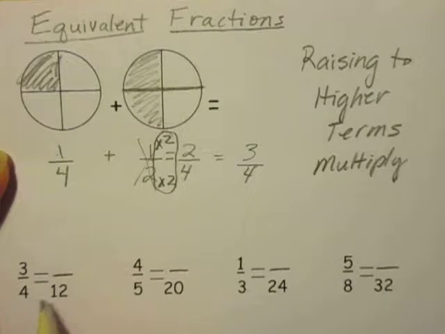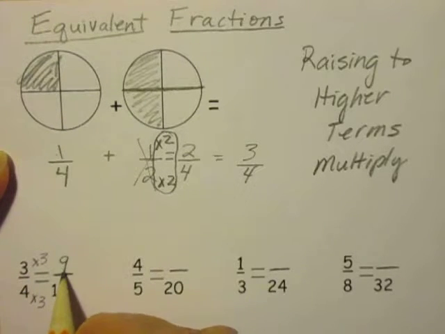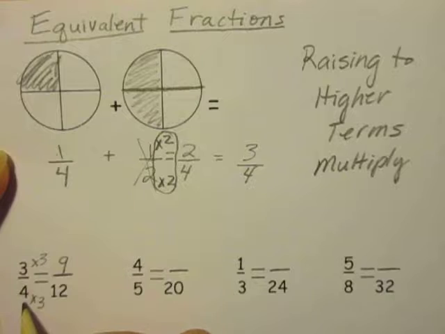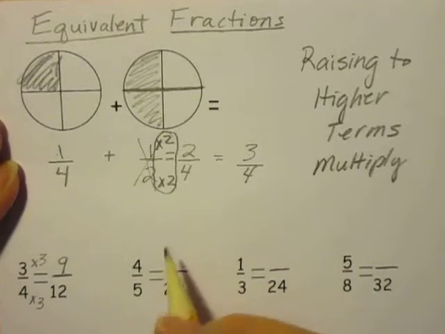3/4, I need to rewrite it with a denominator of 12 for whatever reason. So I have to examine, how did I get from 4 to 12? What do I multiply by? I multiply by 3. That means I'm going to have to multiply the numerator by 3. So 9/12 is equivalent to 3/4. And we're not going to draw the picture out here. You can do that. There's space here if you would like to.